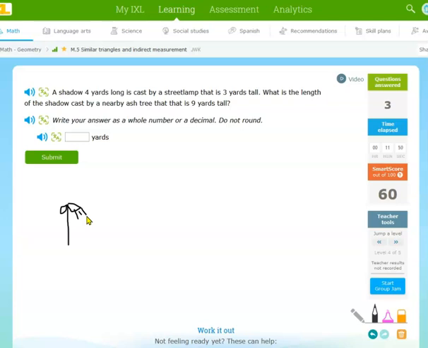I know that's a terrible drawing. And then it has a shadow as well. So there's the street lamp, and then there's the shadow that it's casting. Our street lamp is 3 yards tall, and the shadow is going along the ground for 4 yards. Then we've got a tree. I think I can draw a tree. I don't know if this is what an ash tree looks like, but I've got a tree here. Okay, and they're saying that the tree is 9 yards tall.